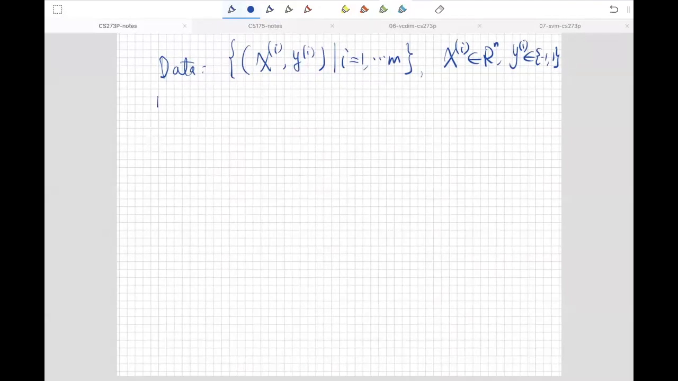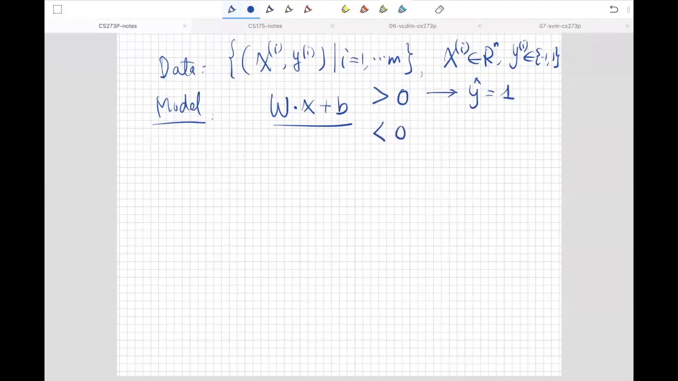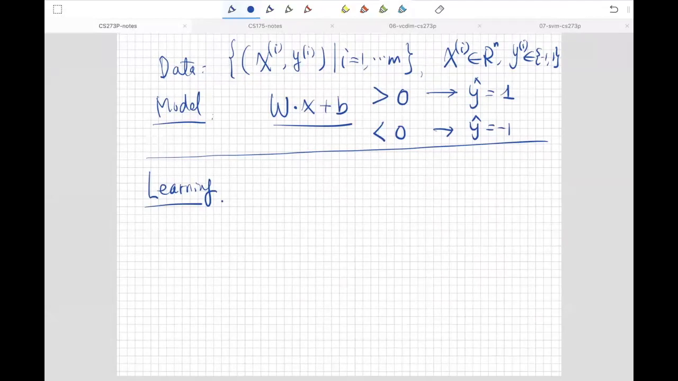And the model now is this. The model is going to be W dot X plus B, and that will be the response. If this is greater than 0, then your predicted label is going to be 1. If it's less than 0, your predicted label is going to be -1. That's the same as what we did previously, so nothing new here. However, the learning process is now different. In particular, the loss function is different.